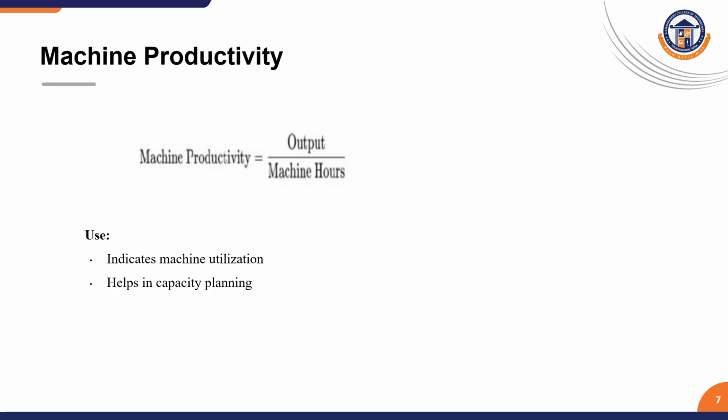Then machine productivity is output by number of machine hours. You have 8 hours per day, so 8 machine hours for one machine. For 100 machines, how much? Like that, machine utilization is basically to find out whether your machine is idle, or the percentage of utilization. Another important thing is you want to plan your capacity: how many garments can be produced per day, per week, per month in your garment manufacturing unit. We call it capacity planning. For this, machine productivity is very important.